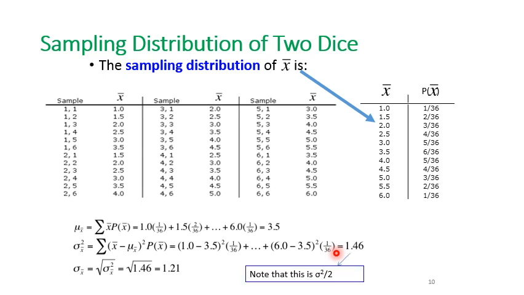Keep in mind that if we compare the variance of x bar to the variance of x, or the variance of the number of spots when we roll a die once, we will find that this variance is the previous variance, the variance of x, or sigma square, divided by 2. If I want to get the standard deviation of x bar, I will do this by just taking the square root of the variance. So the standard deviation of x bar is 1.21.